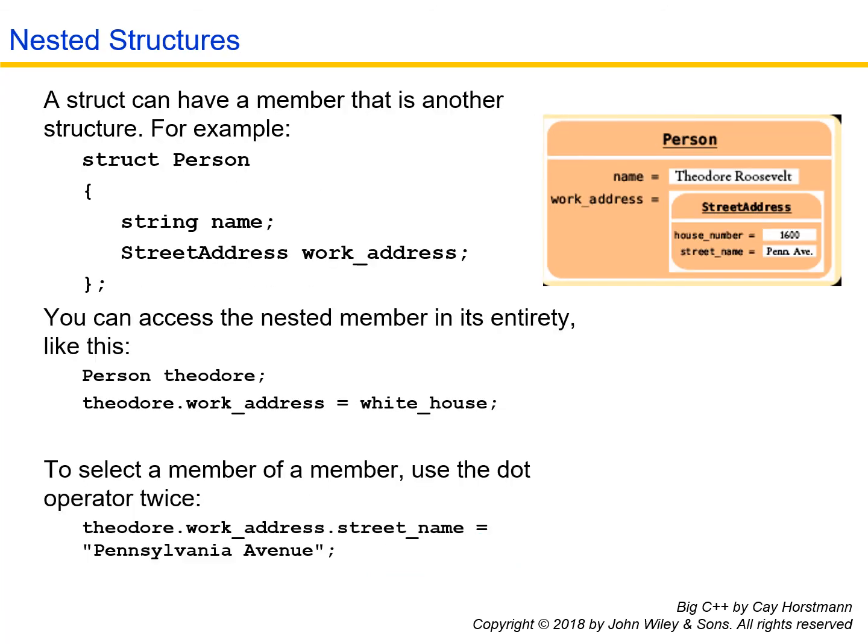And finally, a struct can have a member that is another structure. So struct person might have a string name and then a street address, work address. And as you may expect, you would use the dot notation twice to get Theodore dot work address dot street name is Pennsylvania Avenue.